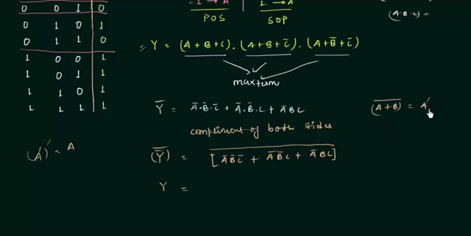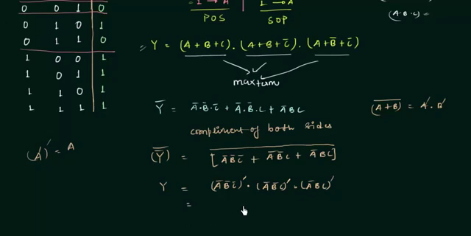This OR will now change to AND, and the b will now be written as b complement. We will use this law here, and we have a complement, b complement, c complement, and the complement of the whole. This OR will change to AND, and we have a complement, b complement, c, then its complement. This OR will change to AND, and a complement, b, c, and its complement.